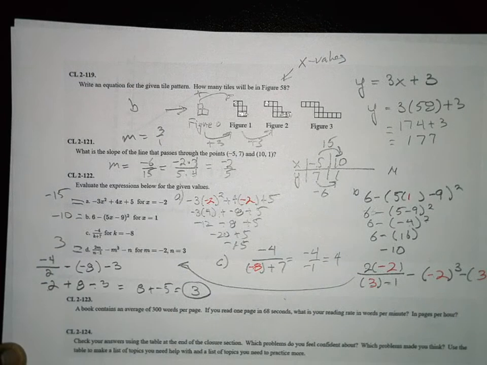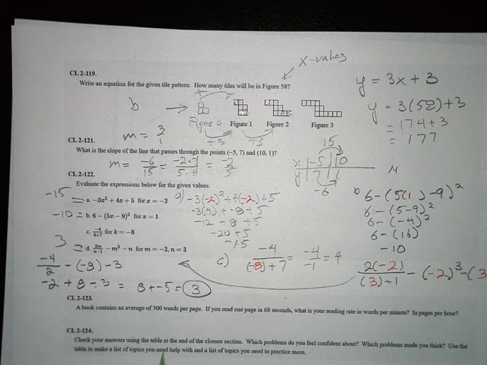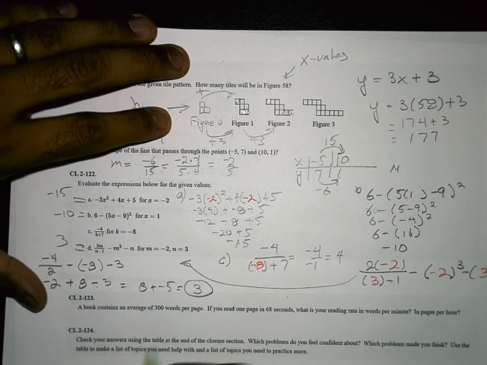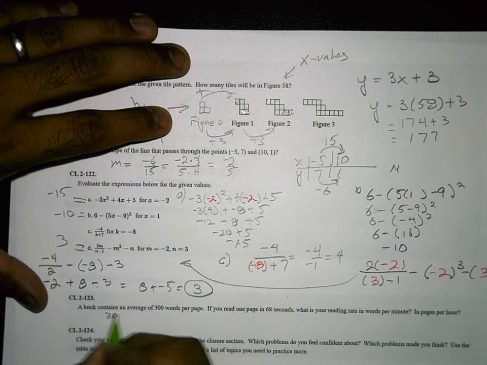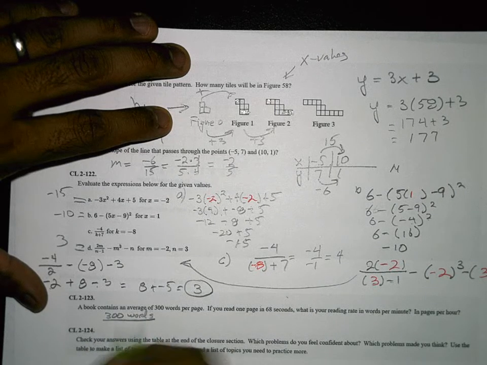Okay. A book contains an average of 300 words per page. If you read one page in 68 seconds, what is your reading rate in words per minute? Okay, so right now we're at 300 words in one page.